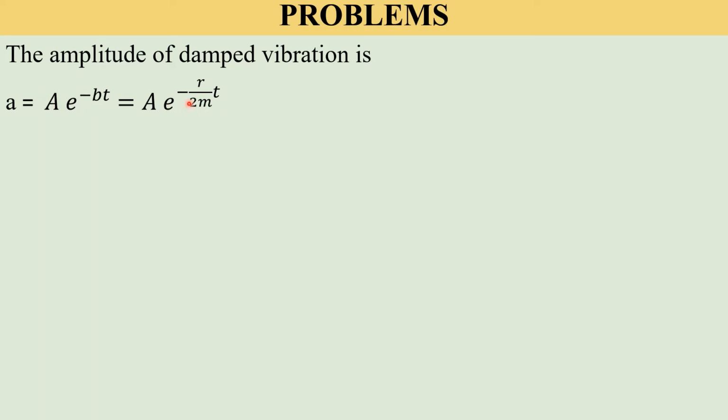Now let us consider the initial condition when t is equal to 0. So put t is equal to 0 in this particular equation. So a is equal to capital A e to the power 0, which is equal to A. So initially, when t is equal to 0, the amplitude is equal to capital A.